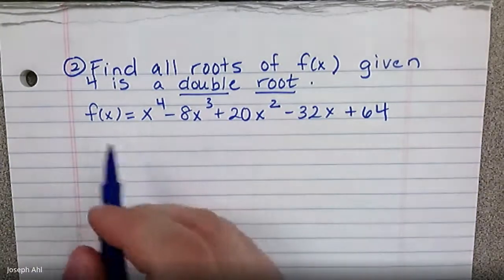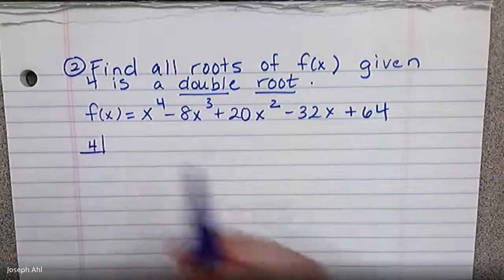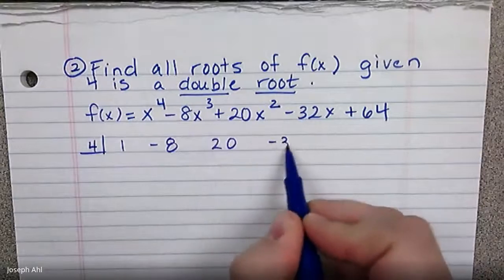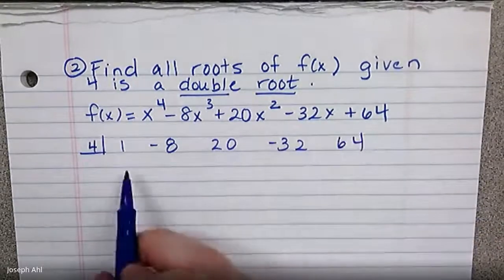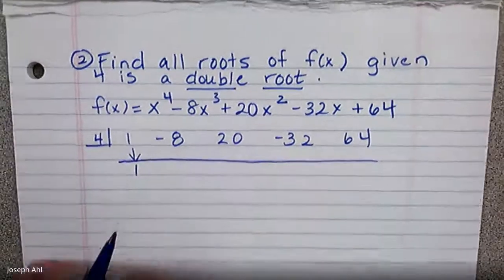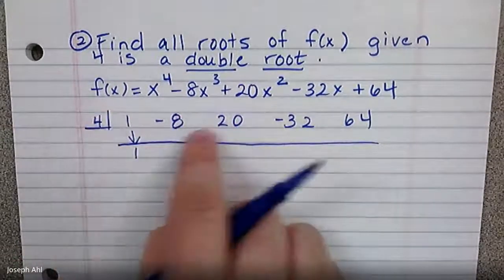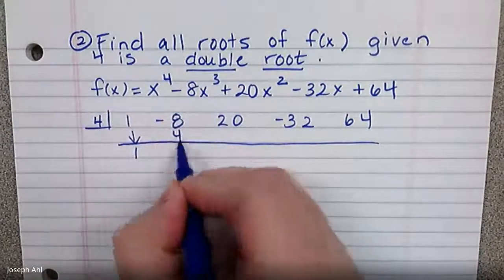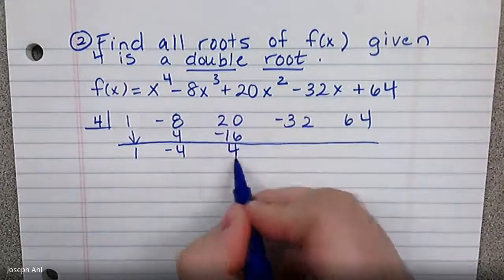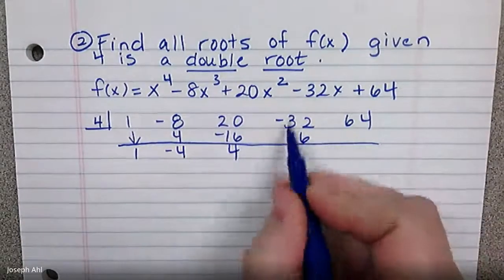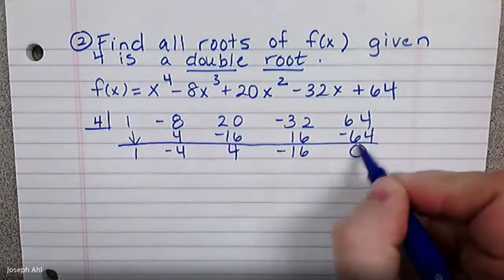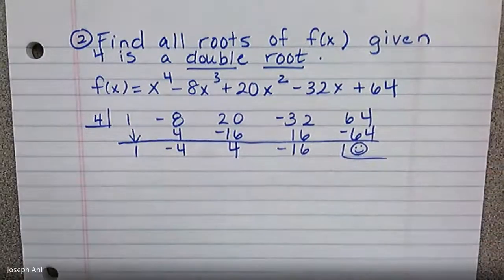So when I go to do synthetic division, I'm going to start by testing 4, of course, with these coefficients, 1, -8, 20, -32, and 64. Okay, bring down the 1. All right, let's do the synthetic division kind of quickly here. 1 times 4 is 4, plus -8 is -4, times 4 is -16, plus 20 is 4. This is going to be 16 here, plus -32 is -16, times 4 is -64, plus 64 is 0. Okay, got to get 0.